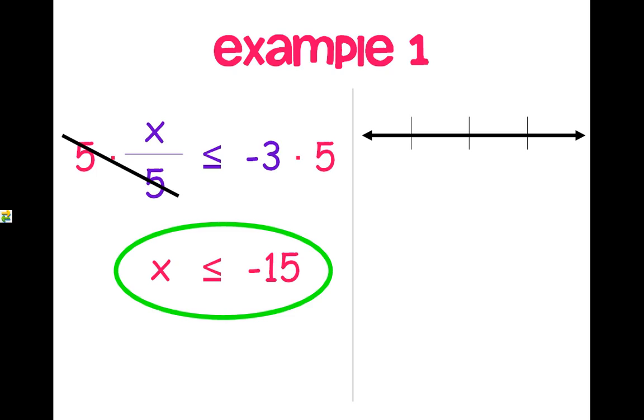Now let's graph that. Plot our -15. -16 comes before, -14 comes after. Now we know that it can be equal to -15, and then it's going to be everything that is less than that. x is less than or equal to -15. So we shade to the left.